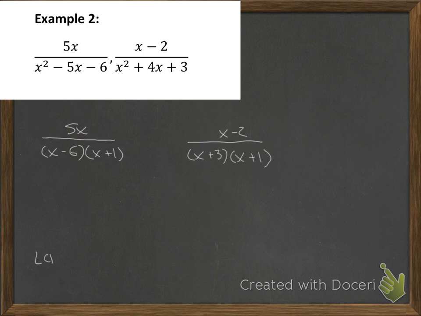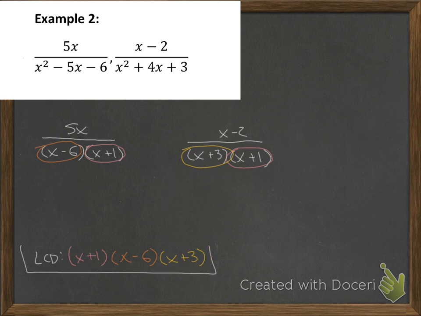Remember now we need to build our LCD. Well, let's see if they have anything in common. It looks to me like they both have an x plus 1. So remember, if they both have something, it only goes into our LCD just the one time, not twice. It only exists once. So we have an x plus 1 factor. Then we have an x minus 6 over here, so we'll write x minus 6. And over here, looks like we have x plus 3, so we'll write x plus 3. So already we're done. We have our LCD.